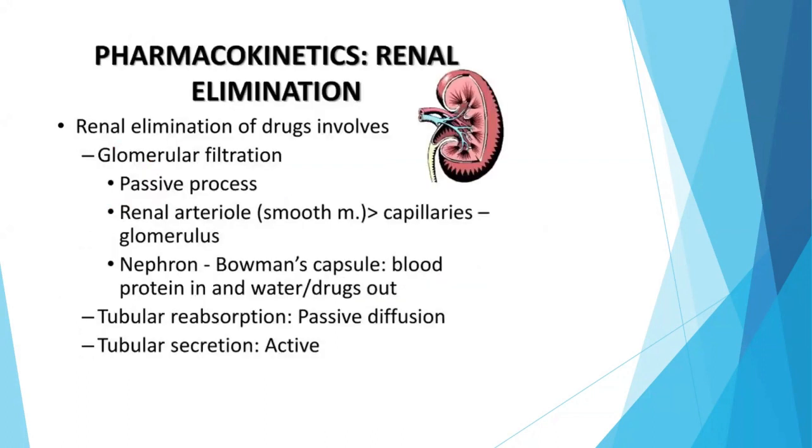Pharmacokinetics of renal elimination. Renal elimination of a drug involves glomerular filtration, which is a passive process. The renal arteriole changes into capillaries, which then form the glomerulus. In the nephron, that is Bowman's capsule, protein is retained in the blood, and water and drugs are filtered out. After that, there is tubular reabsorption, which is a passive diffusion process, and tubular secretion, which is an active process. I have discussed this renal elimination of drugs in detail in our nephrology module, so you can go and see that.